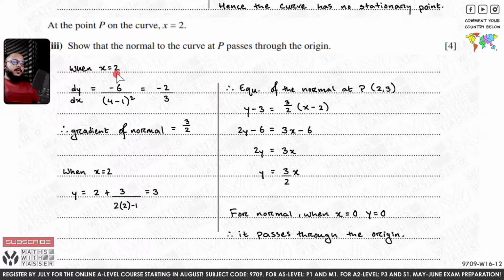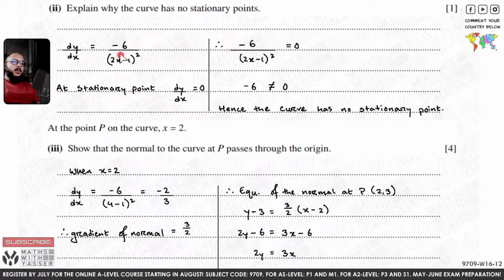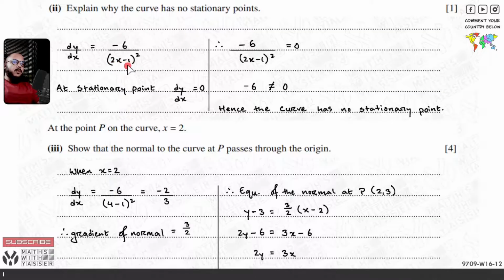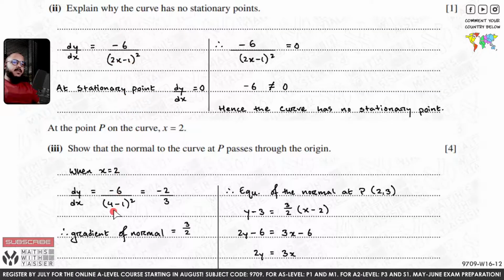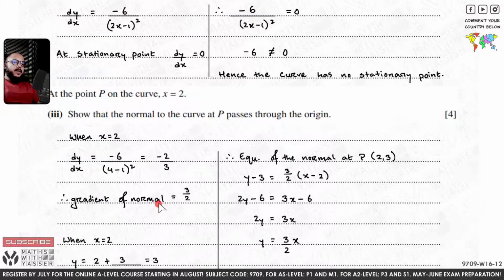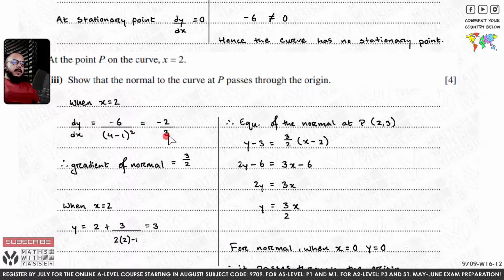So when x is equal to 2, let's substitute this value into the equation of dy by dx, which gives us minus 6 over (4 minus 1) whole square, because the equation was minus 6 over (2x minus 1) whole square. So 2 times 2 gives us 4. Simplifying this, we get negative 2 over 3. This is the gradient of the tangent at the point P. So the gradient of the normal at the point P must be the negative reciprocal of this number. So it will be positive 3 over 2.